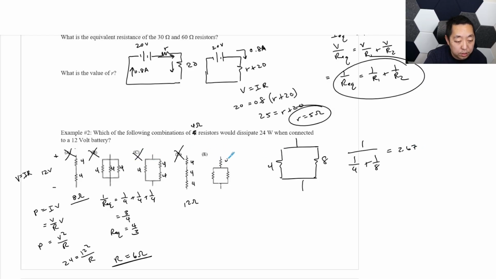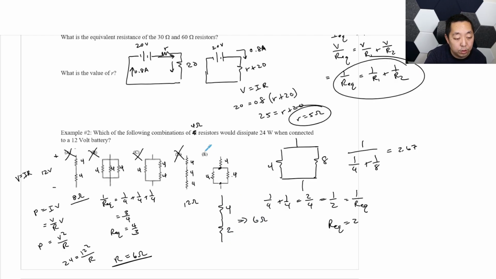Better be this guy. This is 4, this is 4, and 4. These two are in parallel. Why are they in parallel? Because they have the same voltage across them. So 1 over 4 plus 1 over 4 is 2 over 4, which is 1 over 2, and that's 1 over the R equivalent. The R equivalent for these two guys is 2. So this then becomes a 4 and a 2 in series. And a 4 and a 2 in series is 6 ohms. You just add the 4 and the 2. So it's that guy right there.